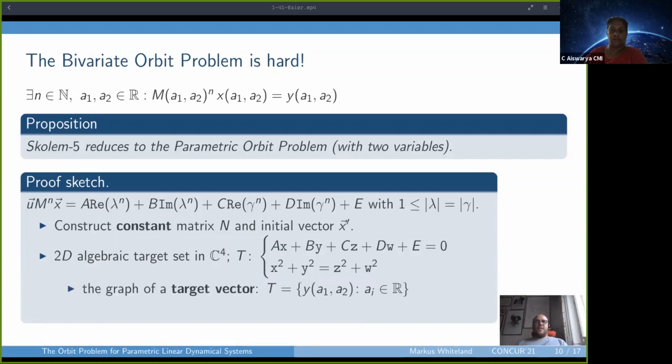Now, a further step is to show that this algebraic set can be expressed as the range of a bivariate target vector. I'm cheating a bit here. The target set is actually a finite union of such target vectors, and these target vectors have algebraic functions as entries, but let's not worry about that here. Now, with these ingredients, we show that our instance of the Skolem problem is positive if and only if the constructed instance of the parametric orbit problem is a positive instance. This concludes the proof sketch. I refer to the details in the paper for the interested audience.